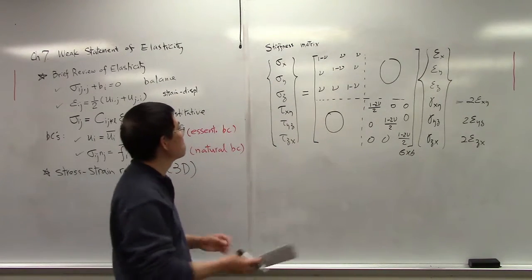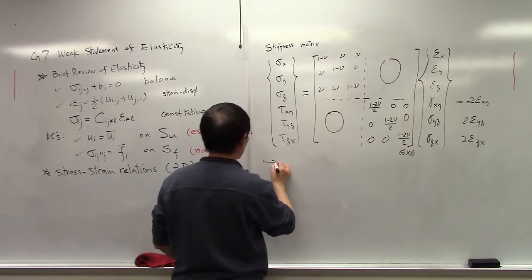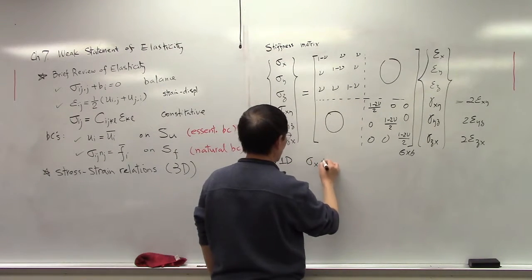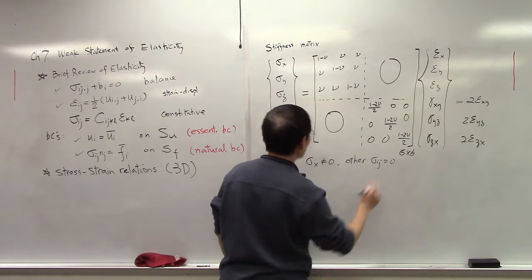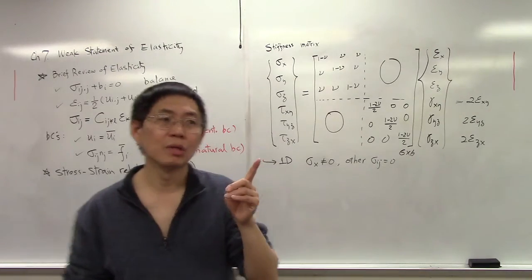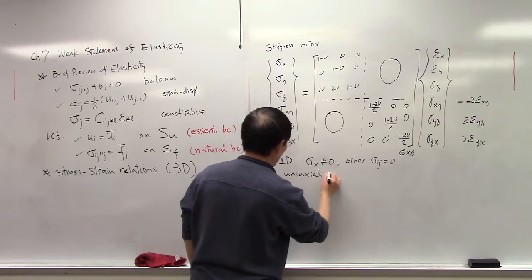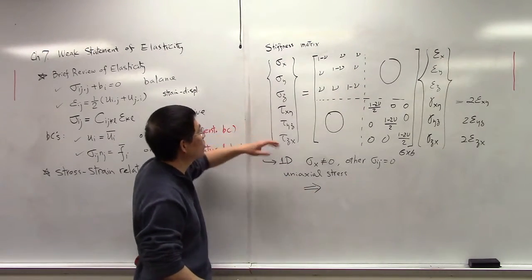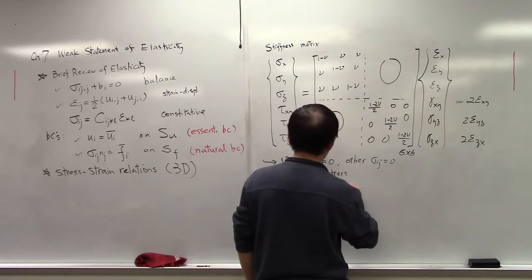And it turns out if this is reduced to 1D, where only sigma x is non-zero, all other stress components, sigma ij, are 0. That means this is non-zero, all these are 0. That is called the uniaxial loading case. So uniaxial stress case. Then this will be 0, and it will be simplified to the following relationship.